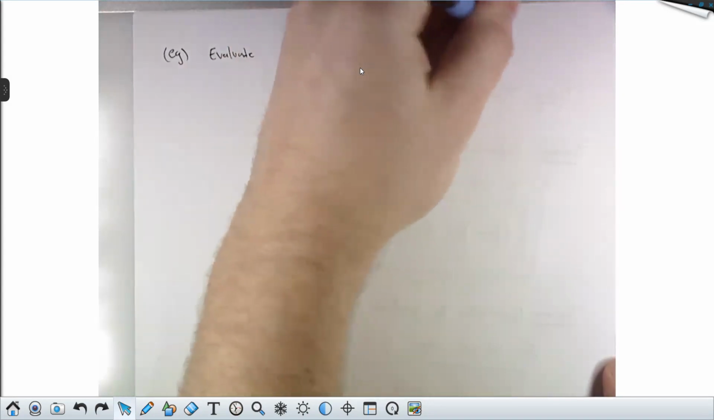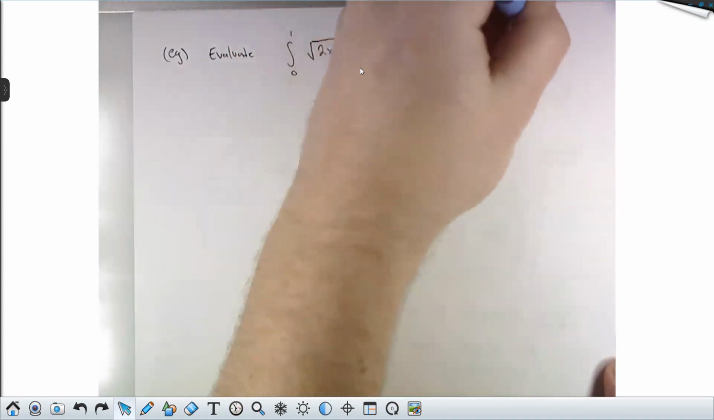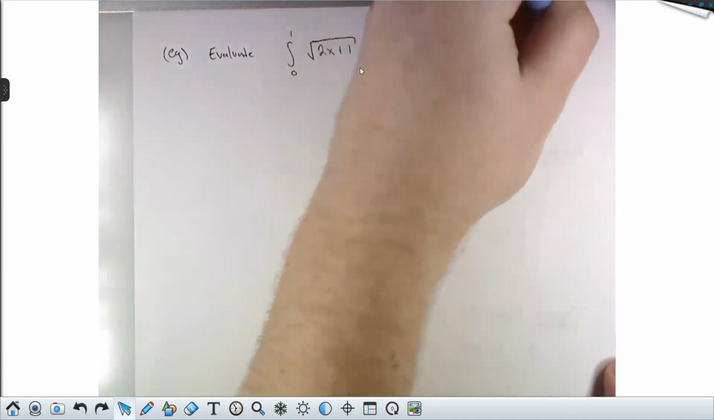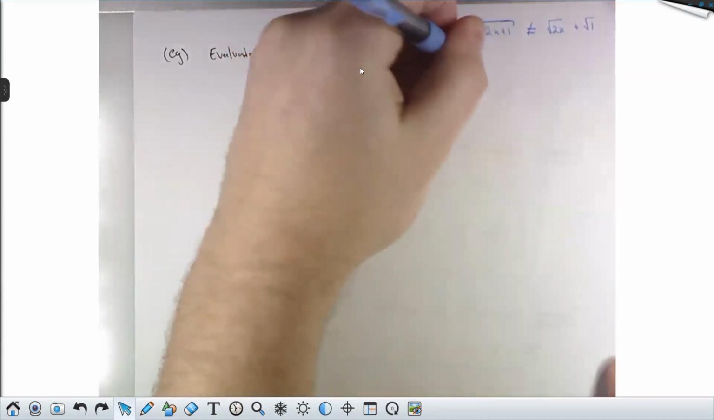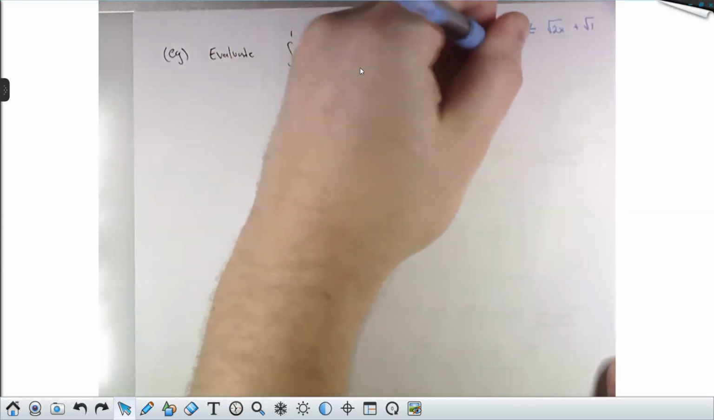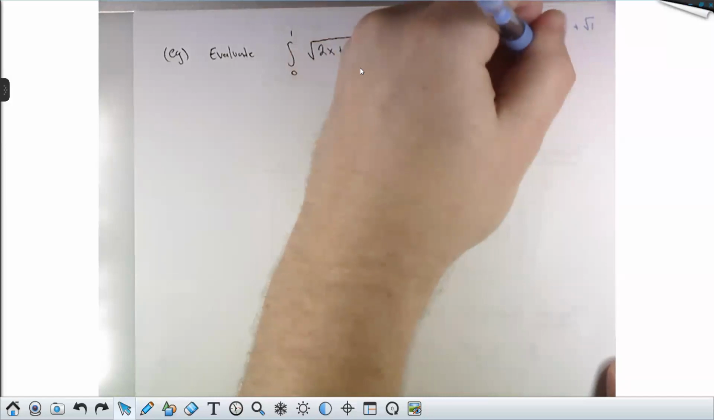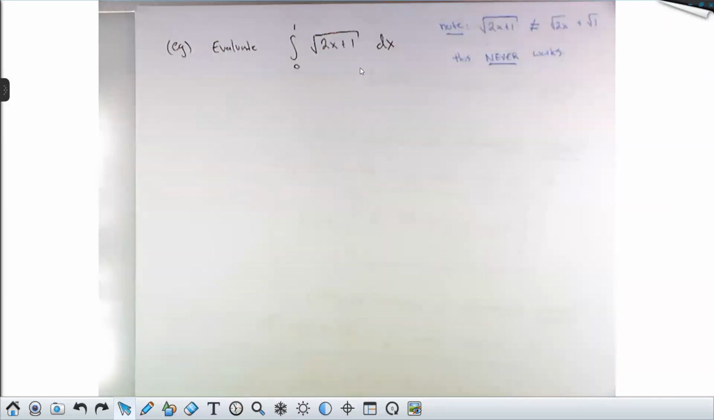The square root of 2x plus 1 is not equal to the square root of 2x plus the square root of 1. This never works. We have a bit of a challenge on our hands. If I could do this, then I could just apply the power rule to each of these. This would be root 2 times root x. This would just be 1, and you could take the power rule antiderivative of each of those. But since this doesn't work, we need to find some other way to calculate our antiderivative here.